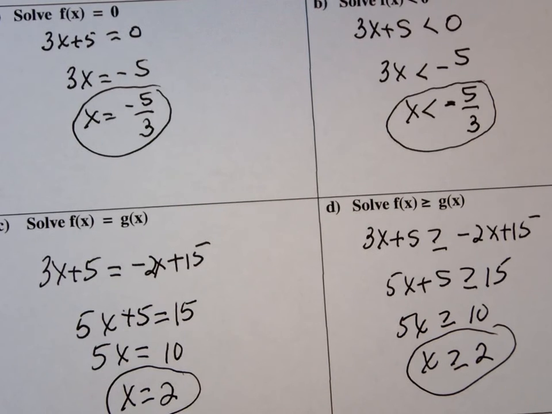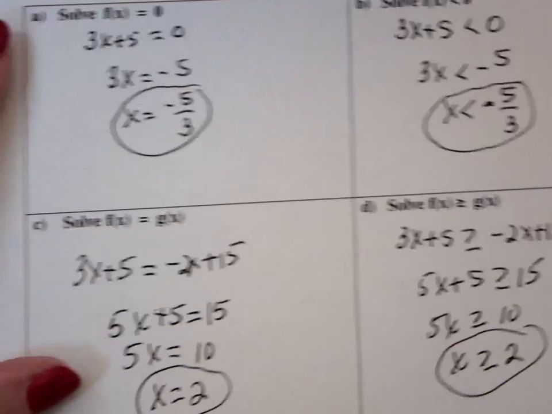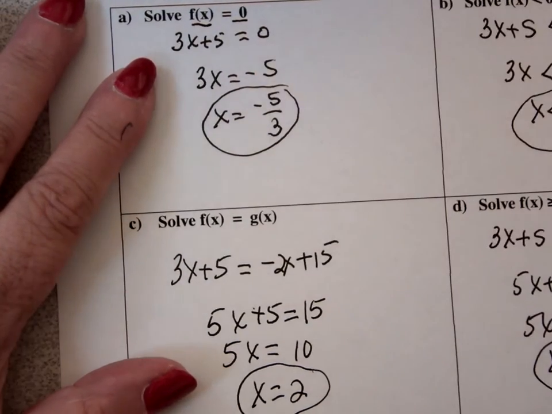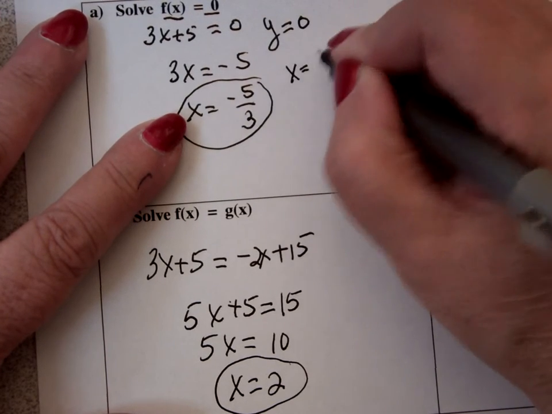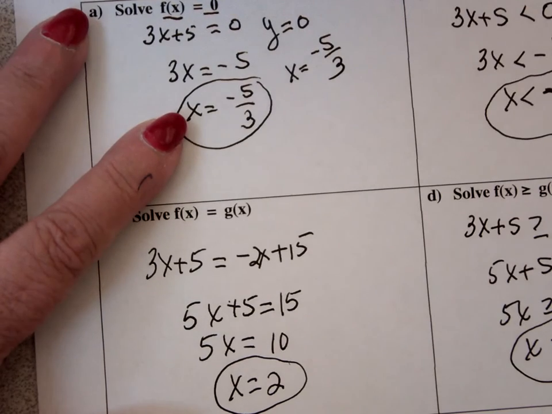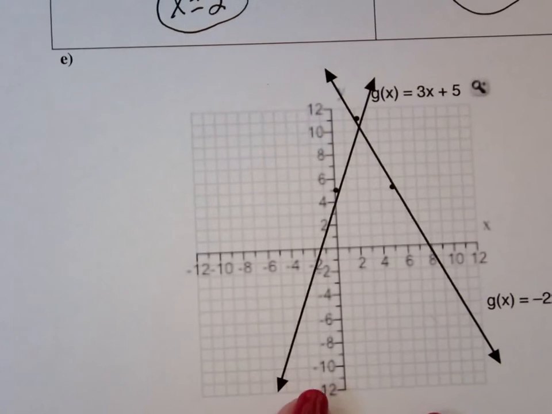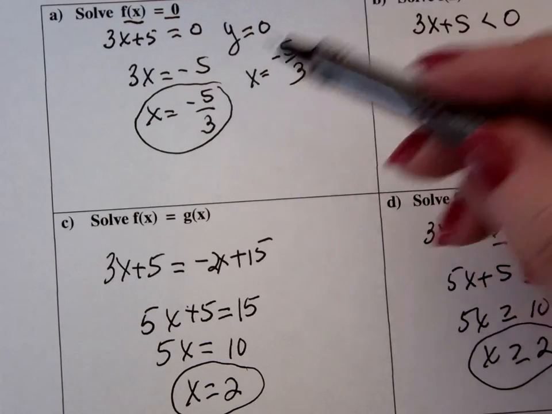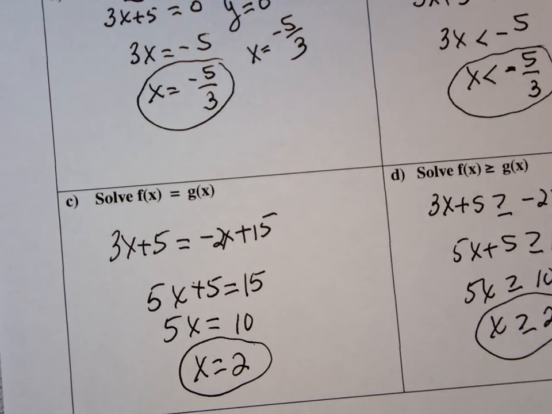Now I drew the graph so that we can now talk about it. This says, where is f of x 0? For what x values does y equal 0? x equals negative 5/3. So if I go to the graph, here's the graph of those two functions. Oops, looks like I have an error here. Cut and paste, cut and paste.